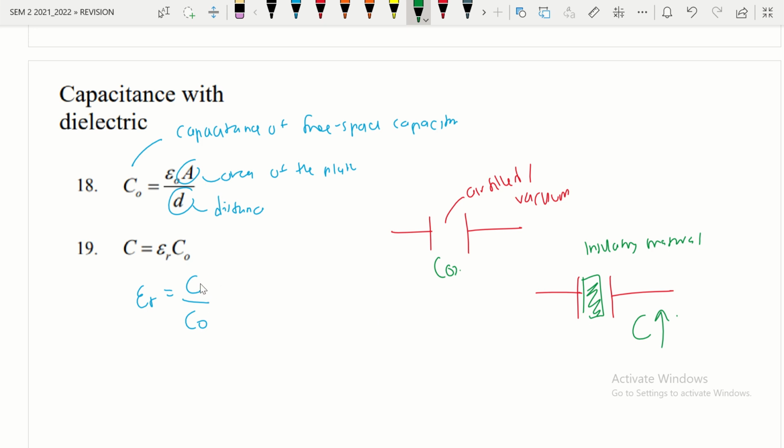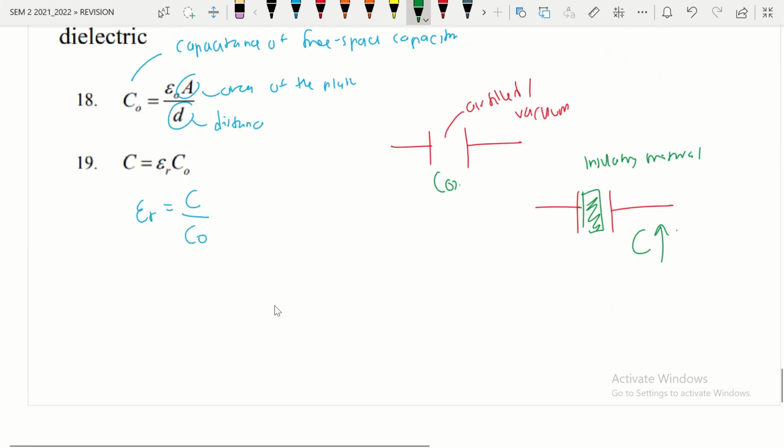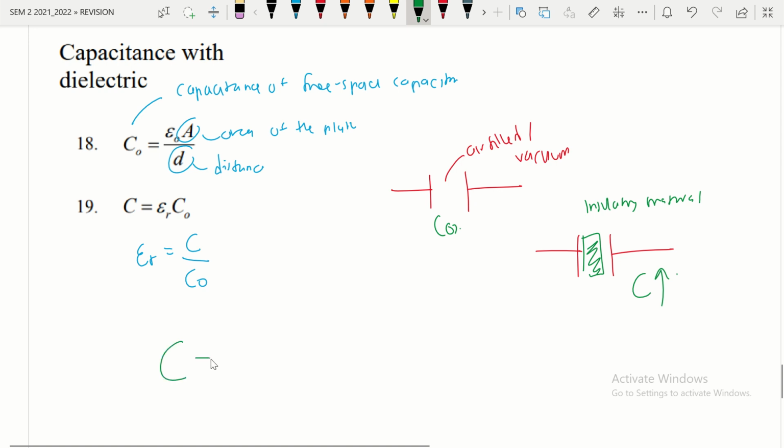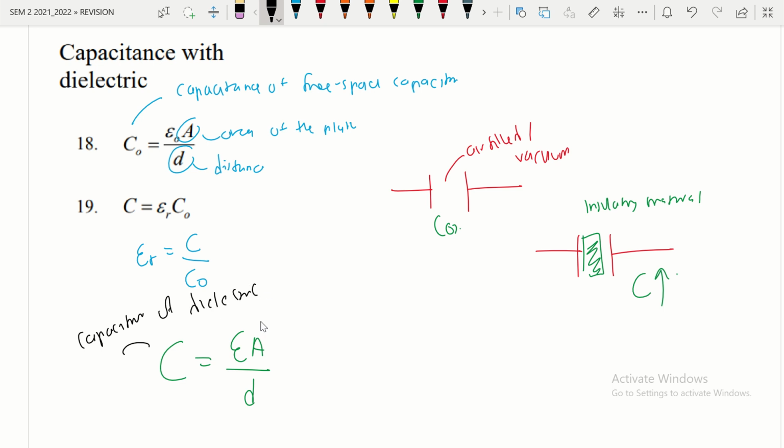Dah tulis tadi, so Miss tak nak tulis banyak kali. Okay, so ini adalah equation yang pertama. Ataupun awak sebenarnya boleh cari juga pakai equation ni. C equals to epsilon A over D. Di mana C ini adalah capacitance of dielectric. Maksudnya dia akan ada dielectric. Tetapi, epsilon ni, dia adalah permittivity of dielectric. Maksudnya dielectric tu sendiri punya permittivity, bukan epsilon naught. Epsilon naught bila dia free space. Yang ini bila dia insert something, dia adalah permittivity of dielectric itu.